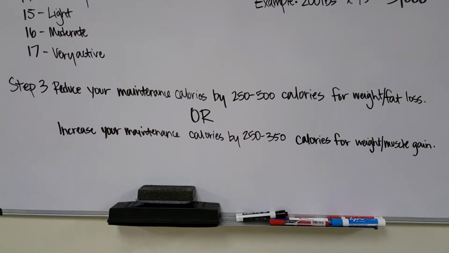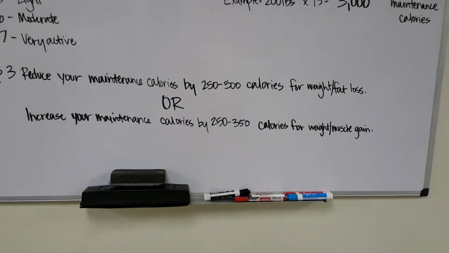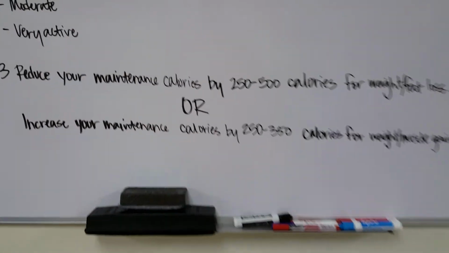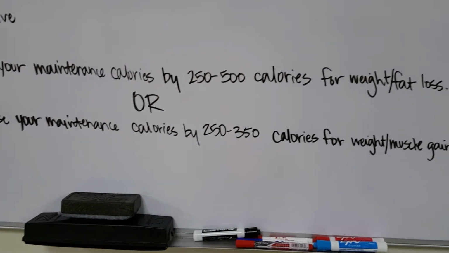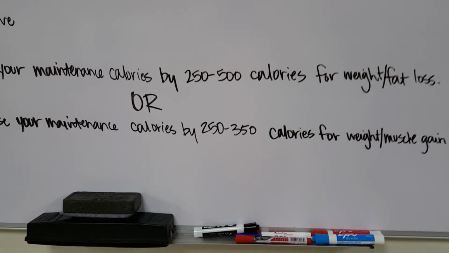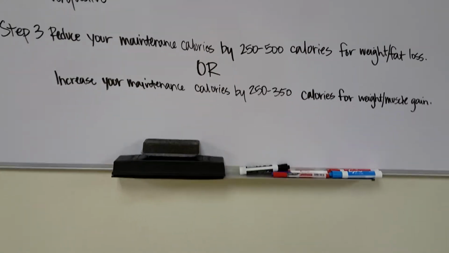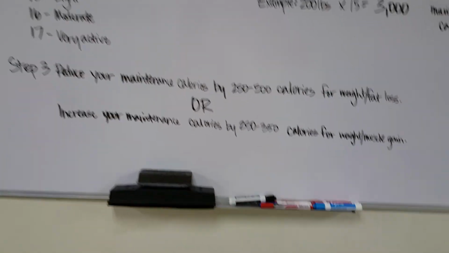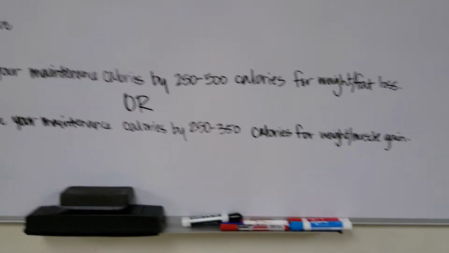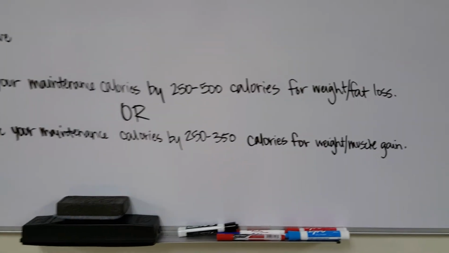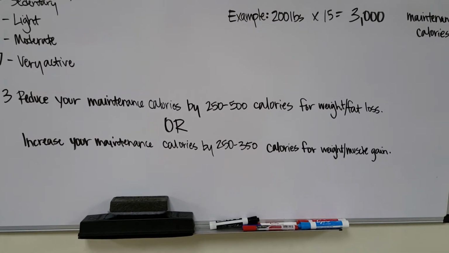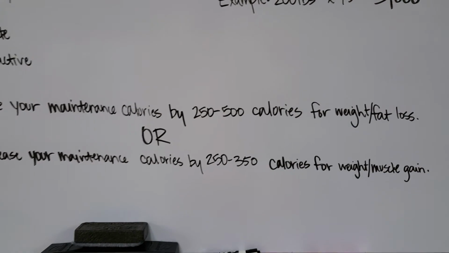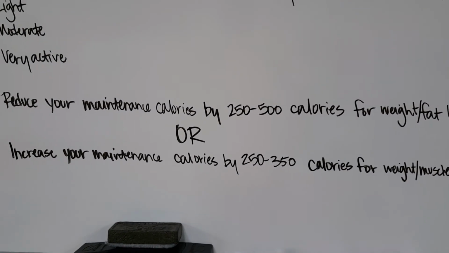Now, flip that on the other side of the coin. If you want to gain some muscle, gain a little bit of weight, you should increase your calories by 250 to 350 calories. Now, these numbers are based upon you and your goals and how aggressive they are. These are numbers that I've chosen that I believe to be very effective because as far as weight loss, you don't want to drop those pounds too fast. You want to maintain your muscle mass.